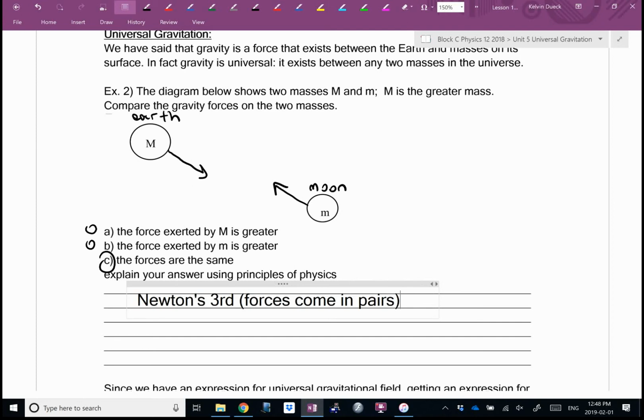Now, they each exert the same force. Because the moon has a smaller mass, it will have a much bigger circular acceleration. But believe it or not, the Earth moves around a little bit as well. Part of that helps explain tides.